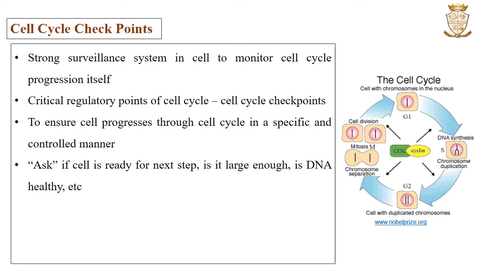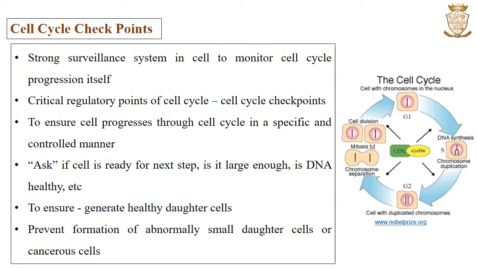These checkpoints ask if the cell is ready for the next step, like: is the cell large enough, is the DNA healthy without any damage, etc. As a result, the cell ensures that it generates healthy daughter cells. If the cell cycle runs too rapidly without the checkpoints, then there will not be enough time for the cell to enlarge, to make enough cellular organelles, etc. It will lead to abnormally small daughter cells, and these cells may fail to survive.